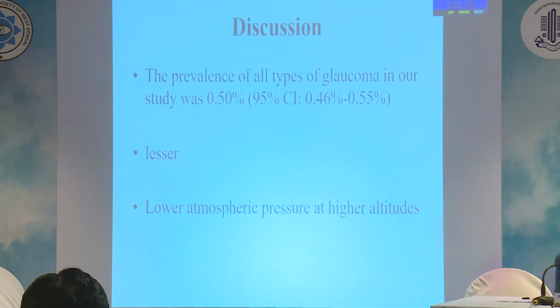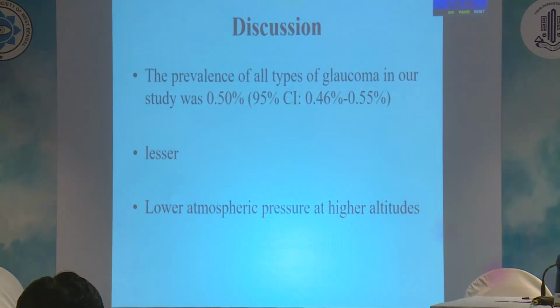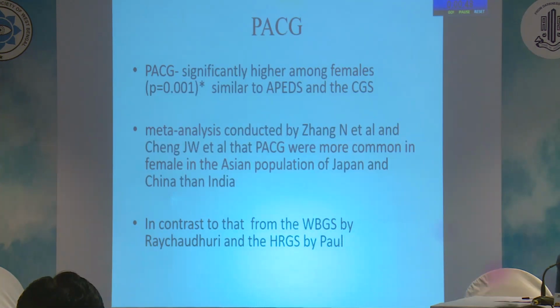We found that quite a significant number of COPD patients have it as a risk factor, and also hypothyroidism and CAD. The discussion is that the prevalence is somewhat lesser, though it is a hospital-based study, compared to other hospital-based studies in India. Population-based studies showed about 2.5%, other hospital-based studies showed about 5%, but ours is only 0.5. Probably because we have included all the age groups, and probably because it is at high altitude, with the lower atmospheric pressure contributing to lower IOP.